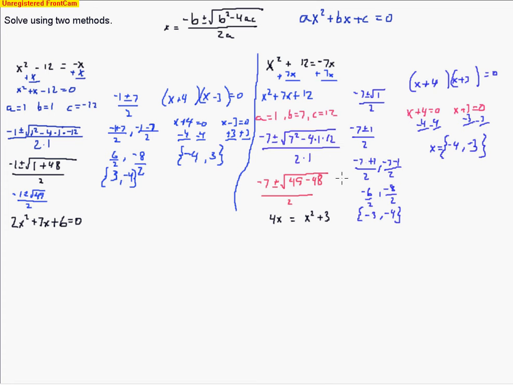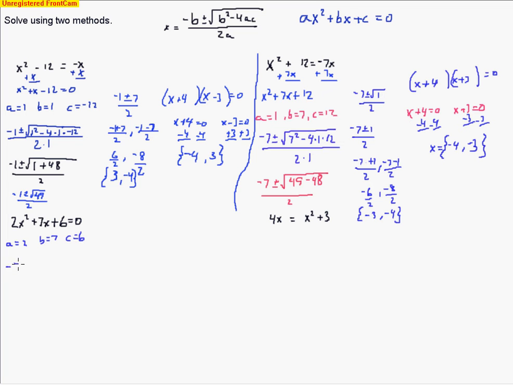Well, taking a look at the next one. A little bit different. This time we've got a number out in front of x squared that's different, and also everything's set equal to 0. So it's really set up for us to use our methods here of either quadratic formula or factoring. So a is 2, b is 7, and c is 6. So we're just substituting those numbers in there.